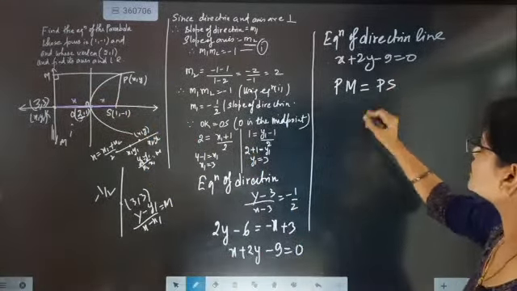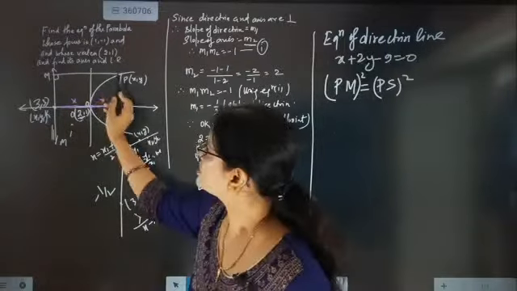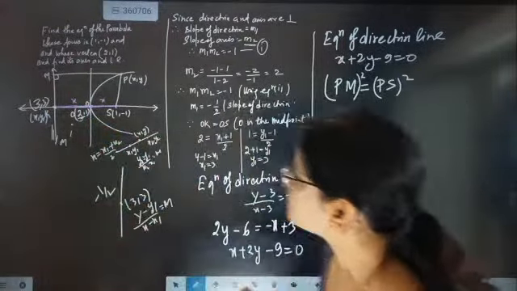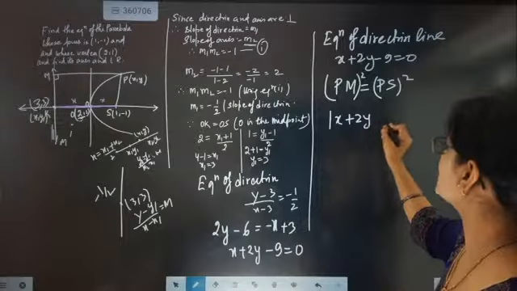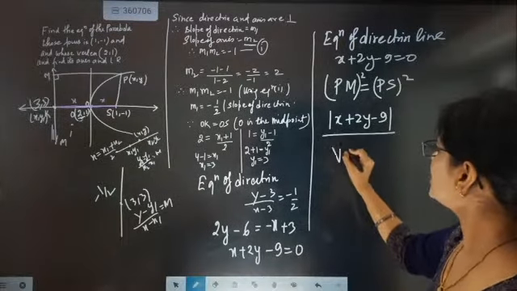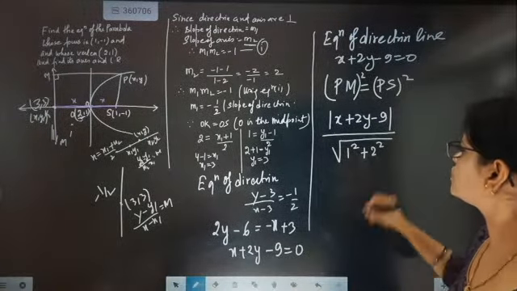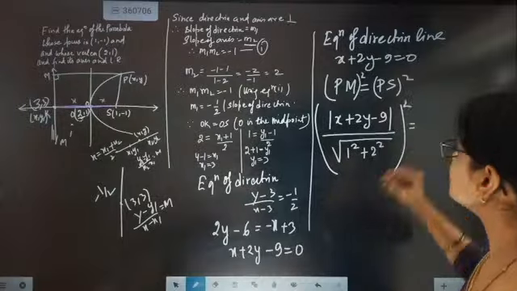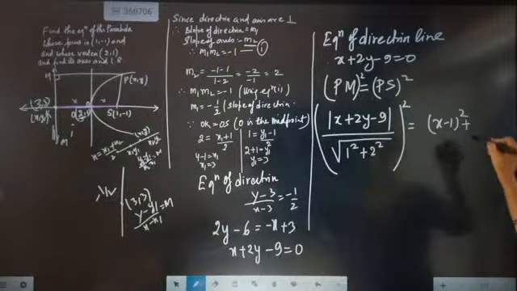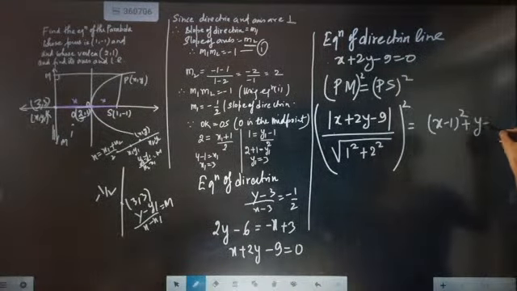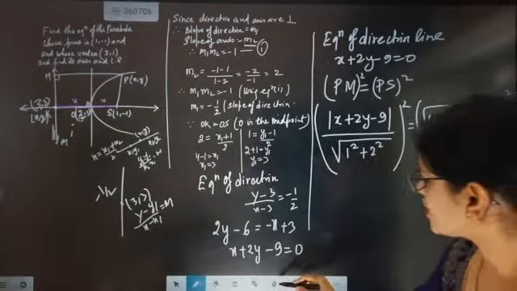The ratio is constant. Now the square of PM will be equal to the square of PS. So what is PM? Because it is the perpendicular distance, the equation will come as the equation of this directrix, (x + 2y - 9) by root under the coefficient of x is 1, so 1 squared, the coefficient of y is 2, so 2 squared, and then the whole thing squared outside. Now the distance PS: (x - 1) whole square plus (y + 1) whole square, and the root part is there and the square is outside. So the root and square will kill each other.